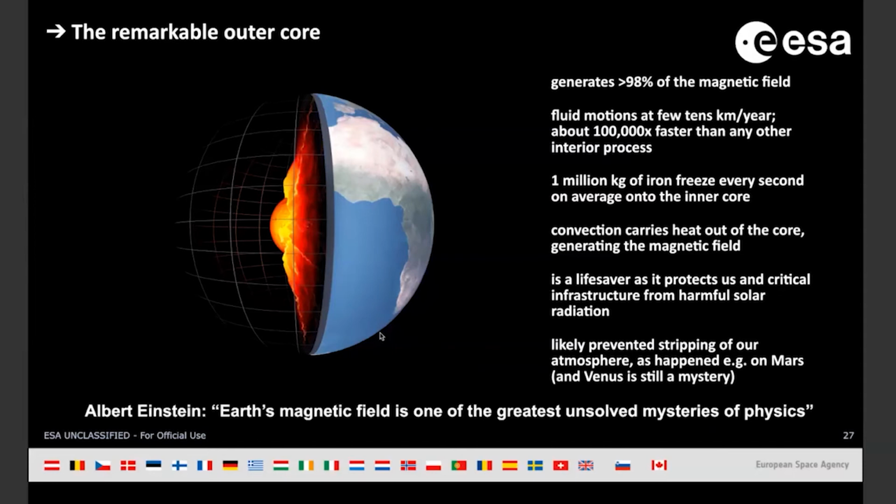And all of this, all the studies and everything that was done in order to understand the magnetic field, was then triggering Albert Einstein, who needs no further introduction, to say that the Earth's magnetic field is one of the greatest unsolved mysteries of physics. Of course, we have learned a lot since Einstein, but we don't know everything about the magnetic field. And so we decided to launch a space mission also for this.